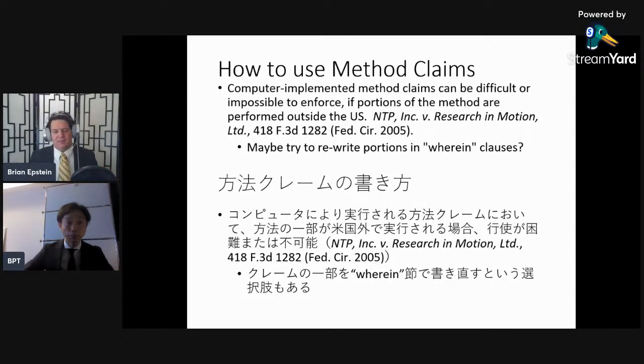I don't know. I haven't really seen anything on this issue, but it's a possibility, and certainly there's an incentive to be a little bit creative when we draft or translate our method claims.